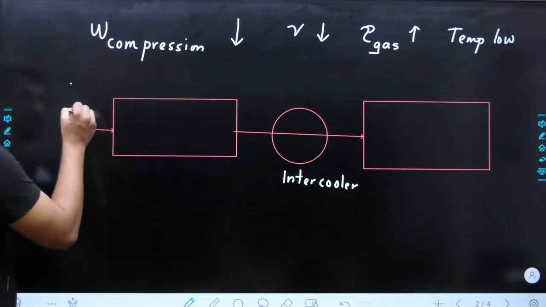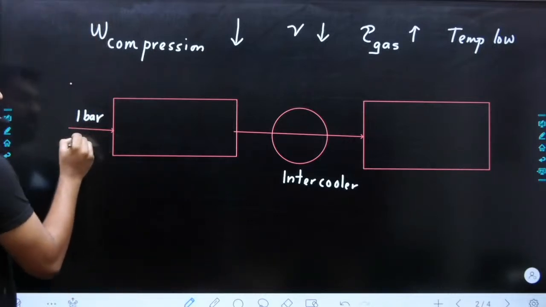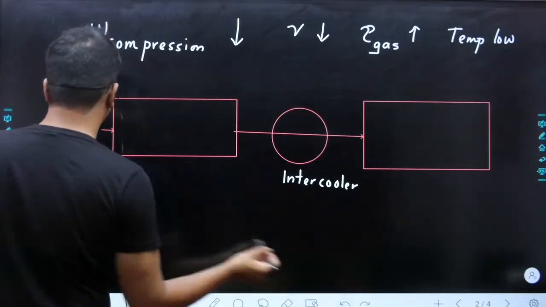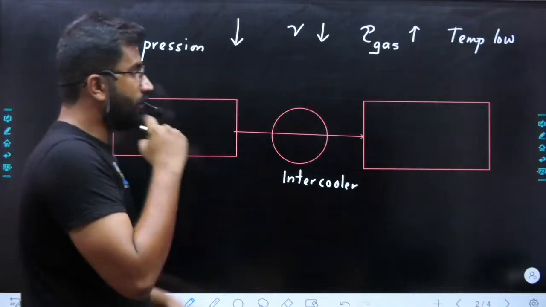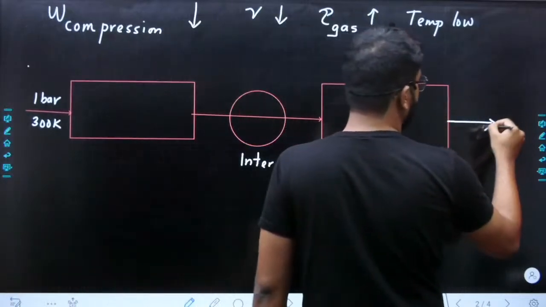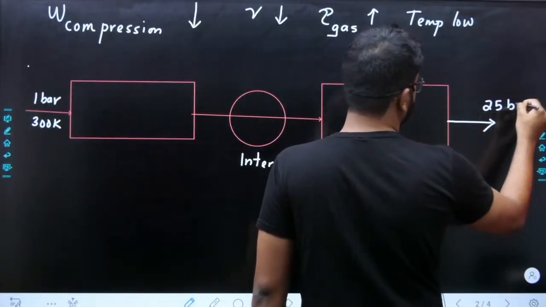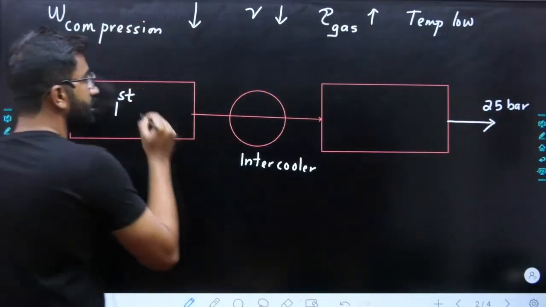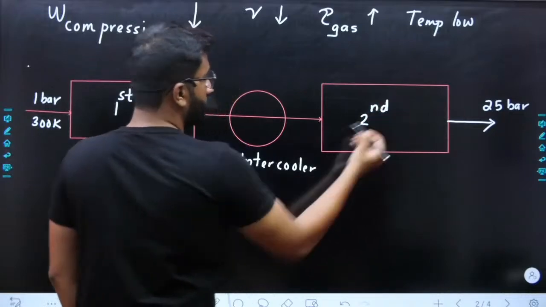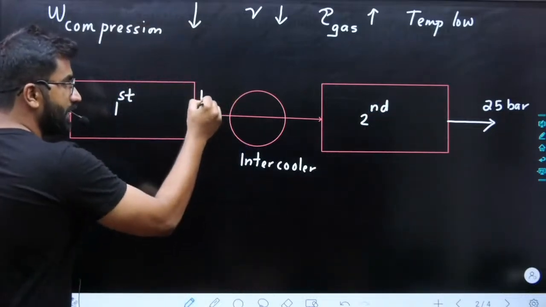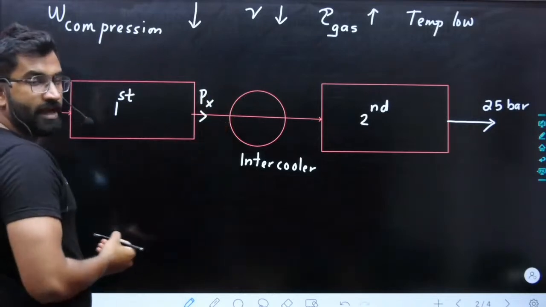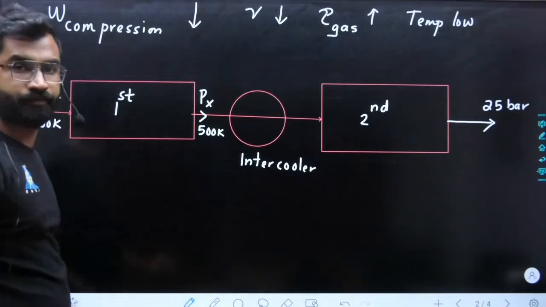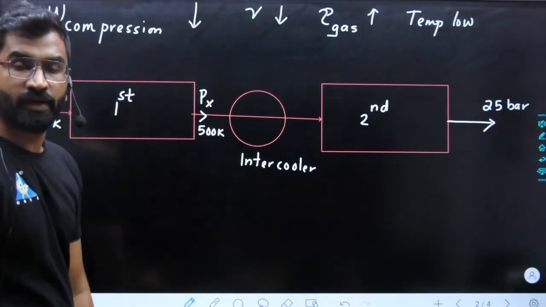For example, here your pressure is 1 bar, temperature is 300 Kelvin. Now the pressure we need to compress to is 25 bar. So this is your first stage of compression, this is your second stage of compression. We are compressing it to an intermediate pressure Px. So the temperature is, for example, increased to 500 Kelvin after compression, okay.